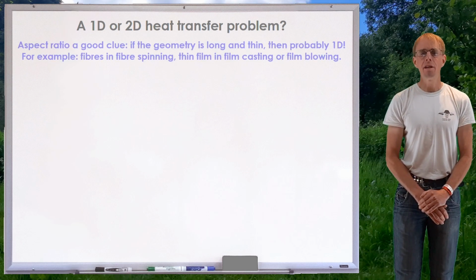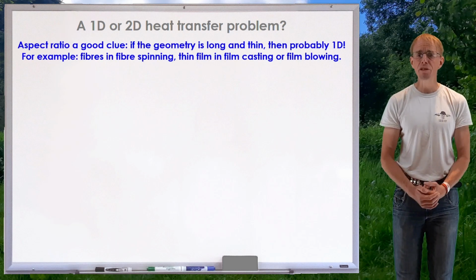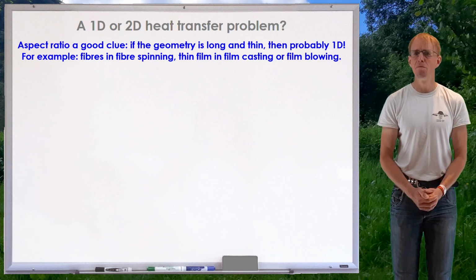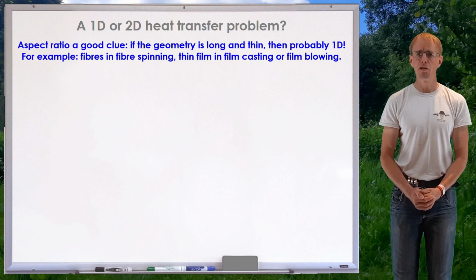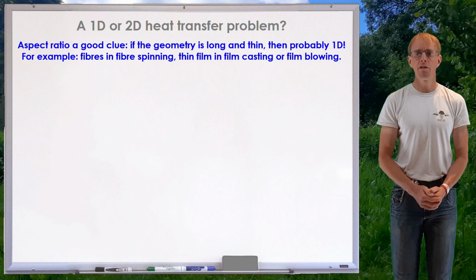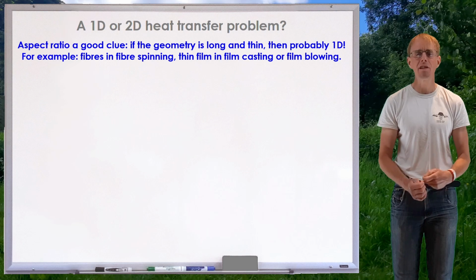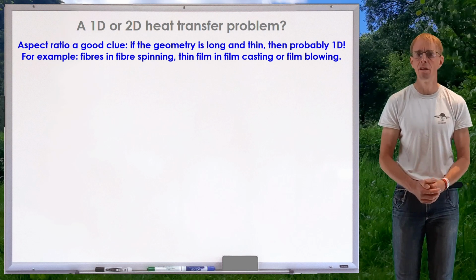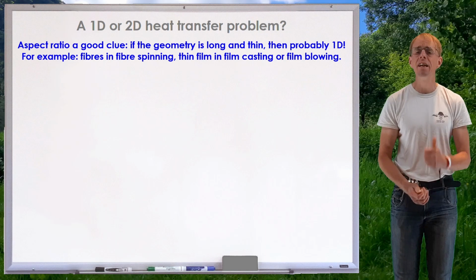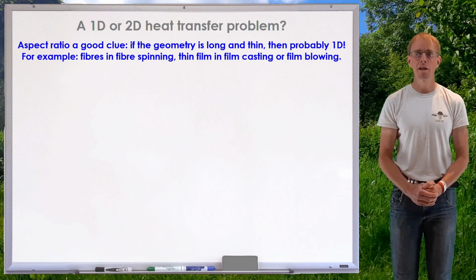So let's think first of all about the physical shape of what we're dealing with. If we're dealing with fibre spinning, what does a fibre look like? It's a few hundred microns in diameter and a few meters long. Well, the chances are the dominant gradient in that is going to be along the length of the fibre. Unless you've got an exceptionally poorly conducting material and exceptionally poor heat transfer conditions at the surface, there's unlikely to be a gradient in the radial direction.